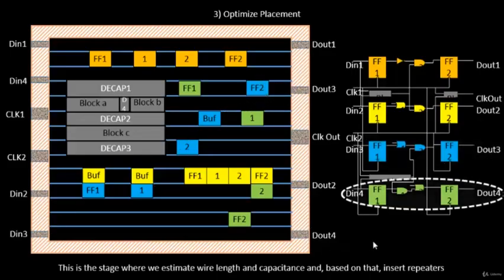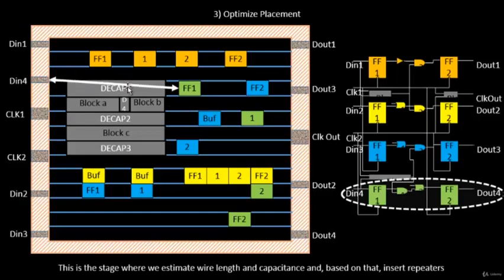Next, the final logic we have, Din 4. This is a bit tricky. Let's see how we solve it. Din 4 is placed somewhere over here, and Dout 4 is placed somewhere over here, and the signal has to traverse from this point to this point. Let's do that. From Din 4 to flip-flop 1, the distance looks a bit high. It looks to be on the higher side.